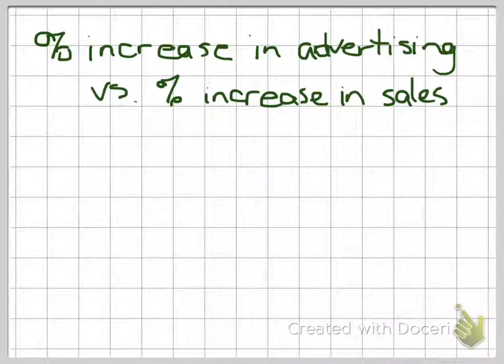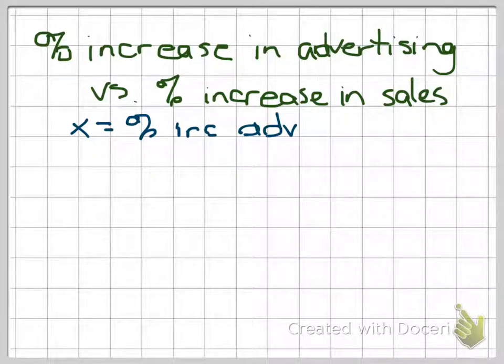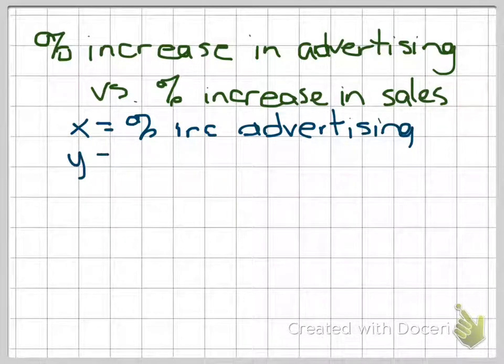To work with these two formulas in order to get the LSRL, we're going to start with an example. In this example, we have the percent increase in advertising versus the percent increase in sales. The first step is always, always, always to define your variables. So x, oops, not x bar, just x. X is going to be the percent increase in advertising. And y will be the percent increase in sales.